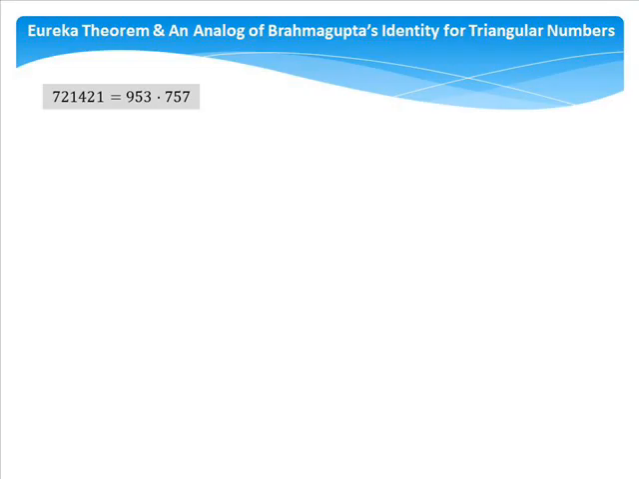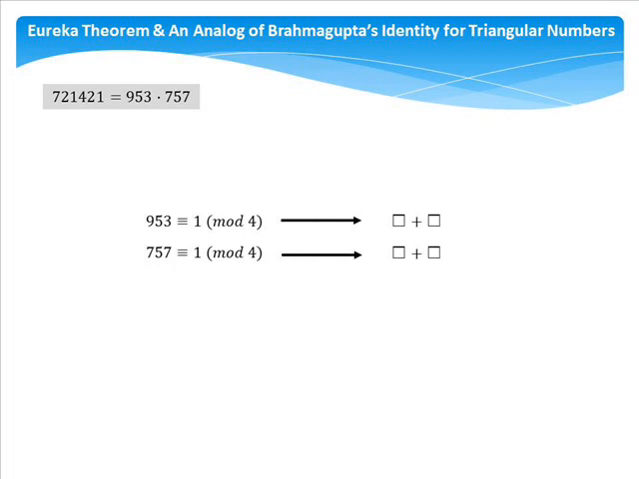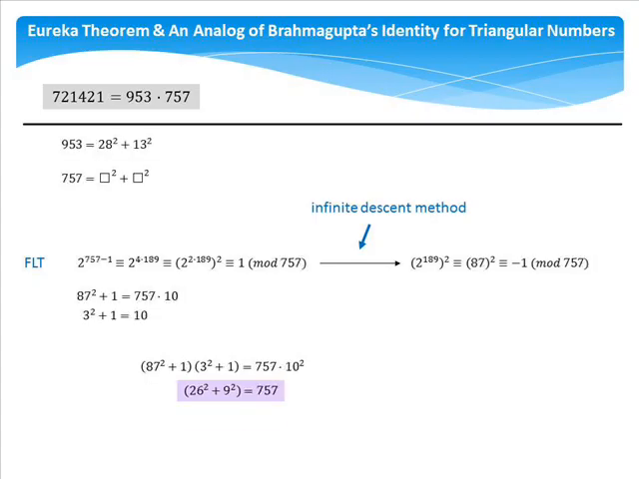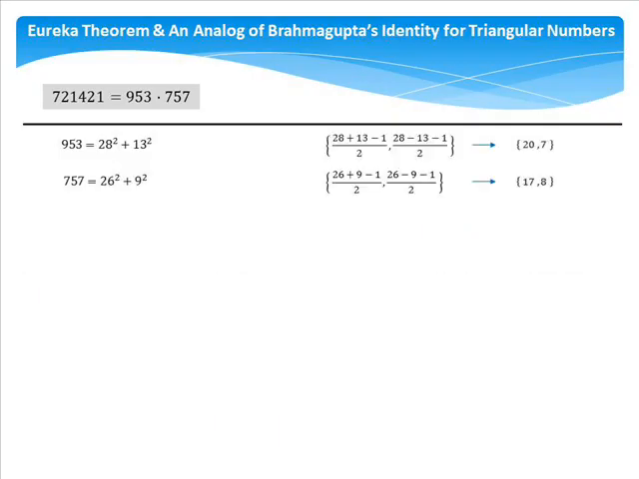Finally, let's look at an example, 721,421, the product of 953 and 757, where both are prime factors of the form 4n plus 1. First, we determine the representations as sum of two squares, using the infinite descent method presented in previous videos, and then use those values to compute their corresponding triangular numbers. For 953, the triangular numbers pair is 20 and 7, and for 757 it is 17 and 8.